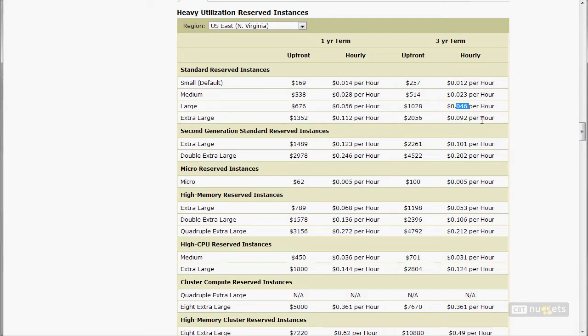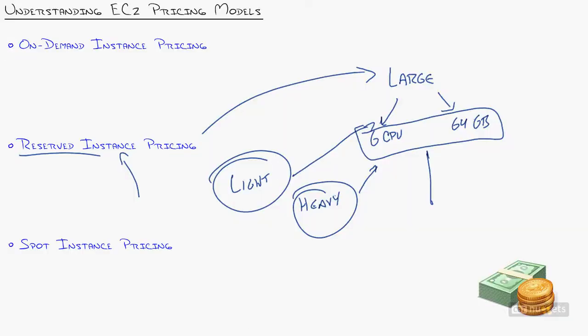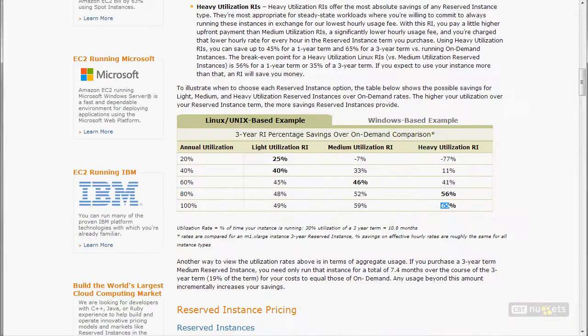So again, if you're using this thing all the time, you're going to be saving the most if you're running at 100% of the time, if you would have bought a heavy utilization reserved instance compared to a light utilization, or definitely compared to on-demand. I mean, come on, 65% savings over on-demand on 3 years. That's not something to just throw into the wind. If you know you're going to need that type of server for 3 years, you can get the most savings.